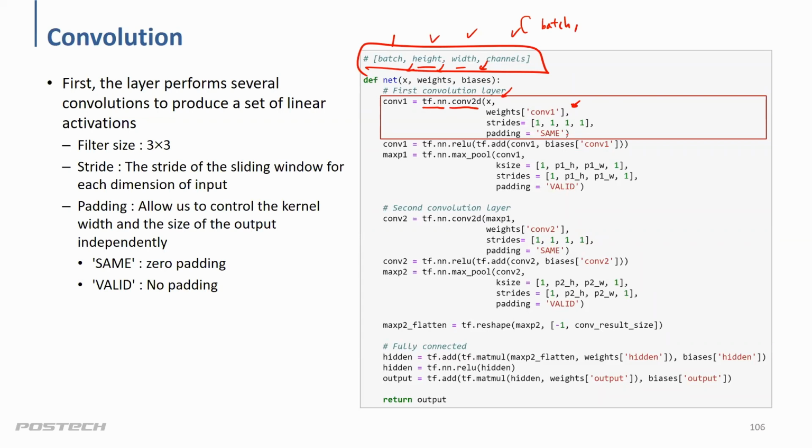And for the padding, the filter size is 3 by 3. The stride is the stride of the sliding window for each dimension of the input, which I explained already. For the padding, there are only 2 options. If we put SAME, that means we do zero padding, so we keep the same size for input and output. For VALID, there's no padding, so in general the output will have smaller dimensions downstream. So here SAME means we do zero padding.